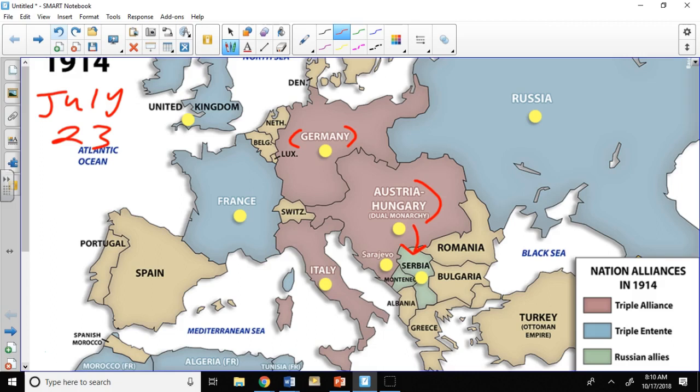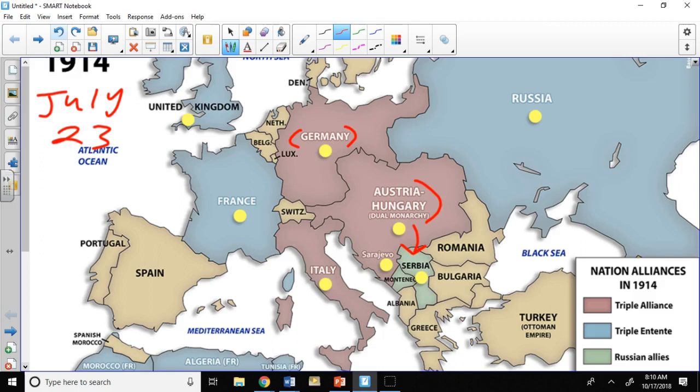An ultimatum is when you need to do something or else. This is like in a relationship, where someone's going to say, you need to propose to me by New Year's or the relationship's over. You need to do this or else this is going to happen. They're going to deliver an ultimatum to Serbia, which is going to basically say that you need to get rid of this.